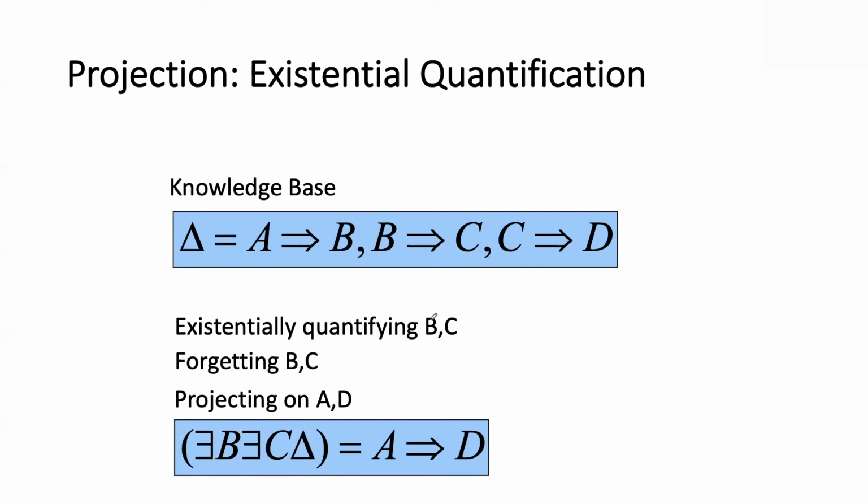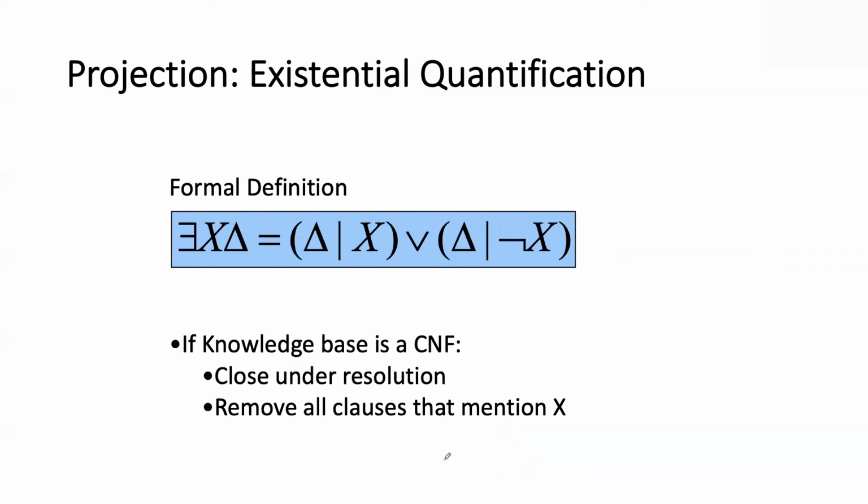So in this particular case, this knowledge base says that A implies D. And that's actually the only thing it says about these two variables. So the idea is, if I existentially quantify B and then C, then I should get a knowledge base that's equivalent to that. And we said two things about this operation.